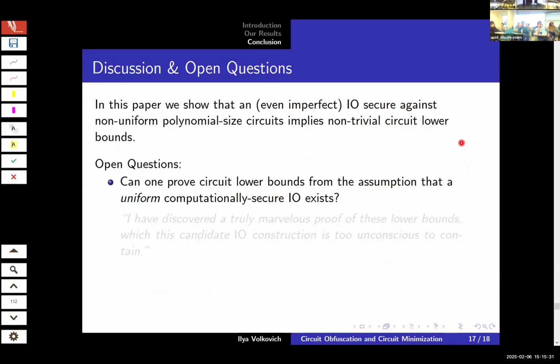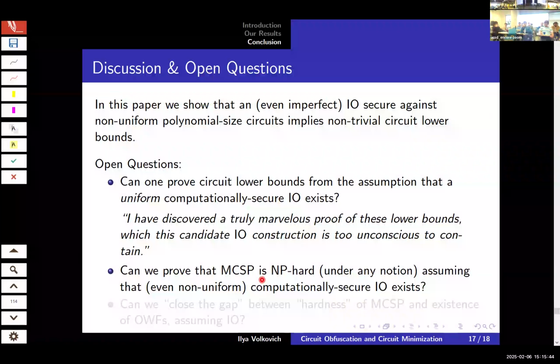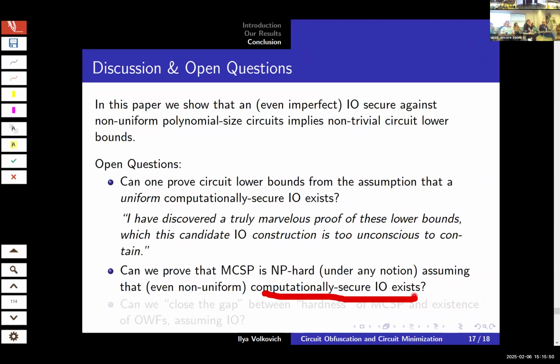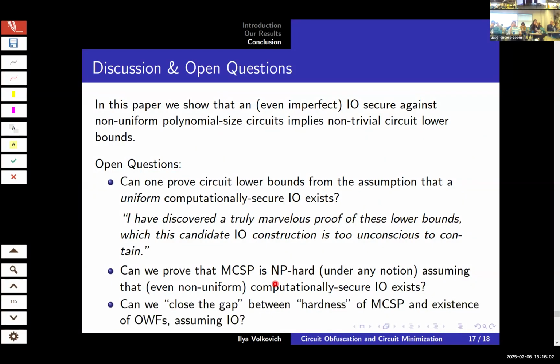So there are several questions. For example, can we get lower bounds when we have non-uniform security? Can we get lower bounds on uniform security? That's one question. Another question, which is again going back to the hardness: can we prove the hardness of MCSP? Assume what you want. Assume that you have the best possible IO. Take the most liberal notion of completeness. Can you prove anything, a formal statement of hardness? And the other question, which is in the spirit of what we discussed in this workshop, is can we close the gap between hardness of MCSP and existence of IO, the existence of one-way functions with IO? So my time is up.